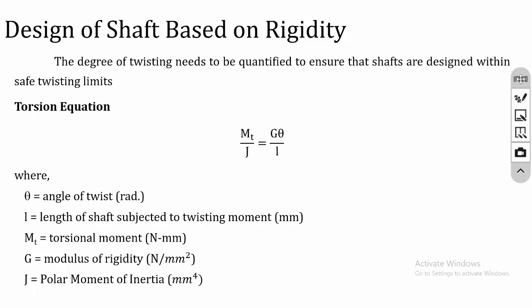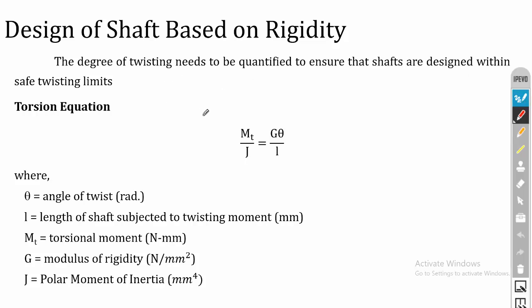So far, in the previous lectures, we have seen the design of shaft based on strength. So in this lecture, we are going to discuss the design of shaft based on rigidity. So in shaft design, in some cases, we should design the shaft based on the angle of twist.